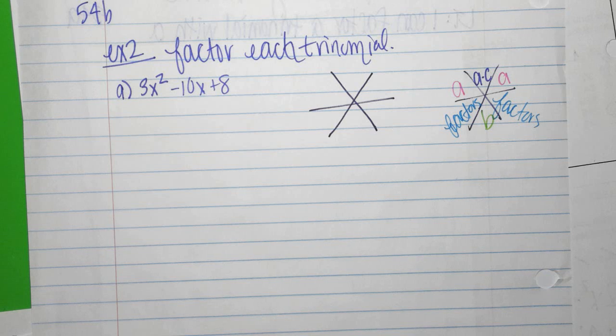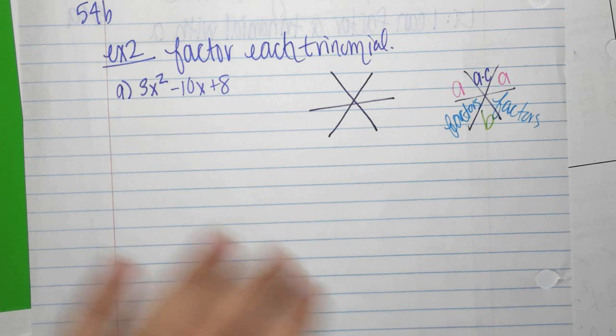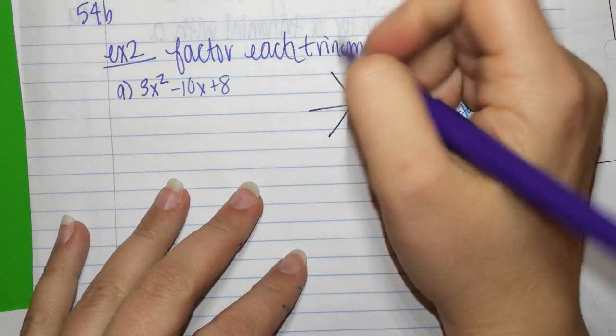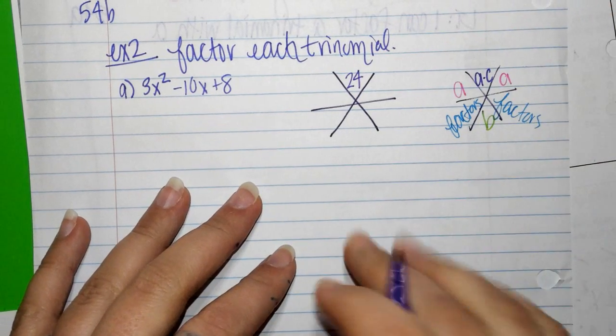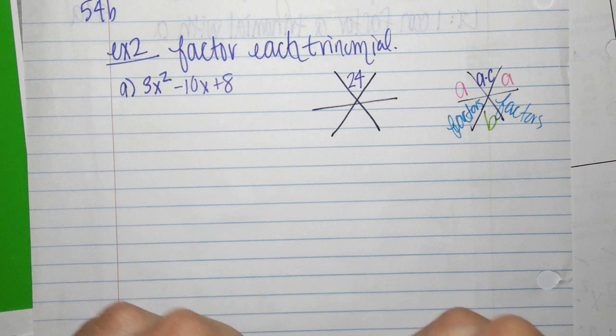Alright, we ready? What's step 1? What do we need to do first? Multiply 3 times 8, which is? 24.